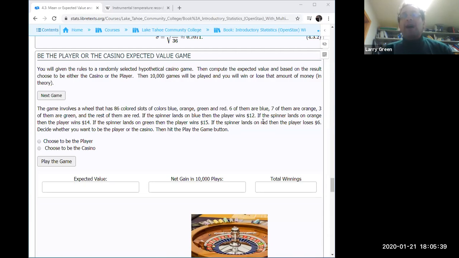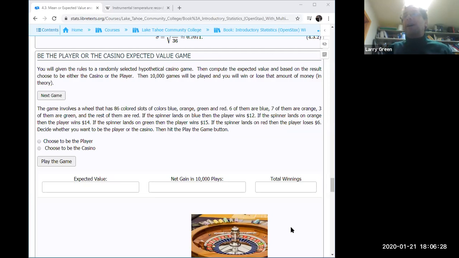When you have a discrete variable, usually the first thing you want to do is create what's called a probability distribution table. And a probability distribution table means that you write down the values and the probabilities. So notice that we had 86 color slots. 6 are blue, 6 make you win $12. 7 are orange. We have 3 are green. And the rest of these 86 are going to be red.